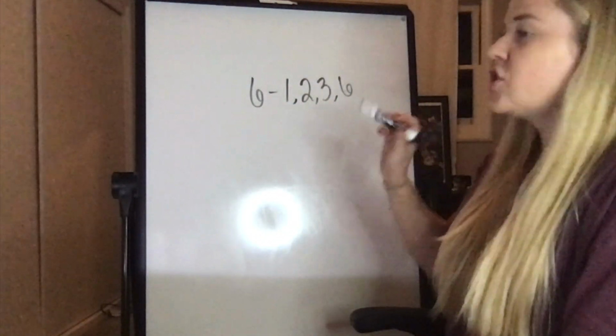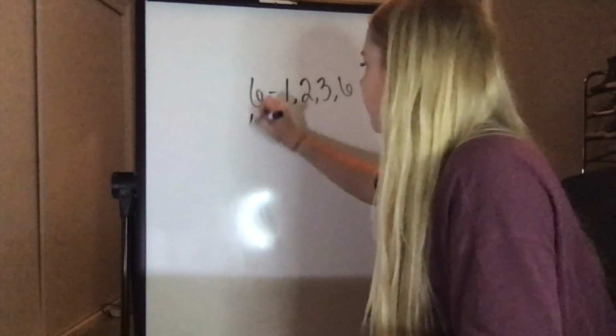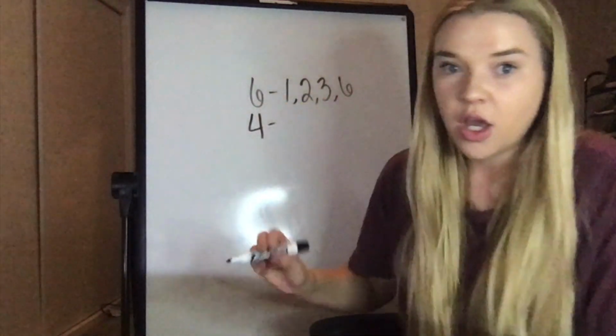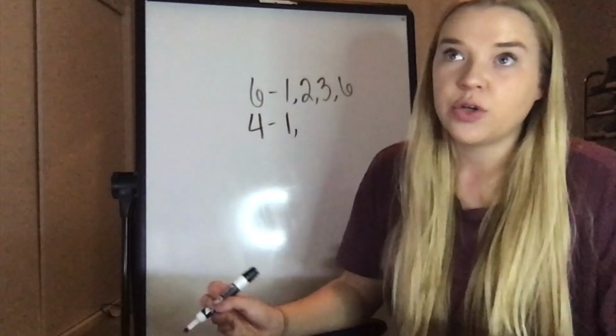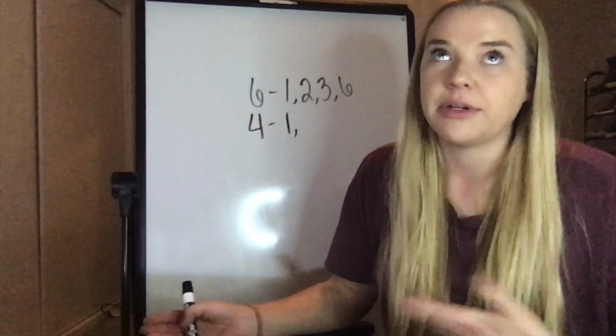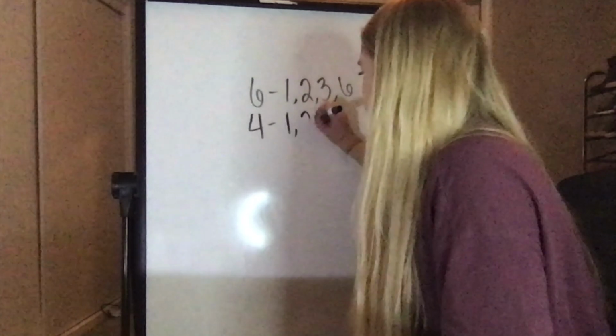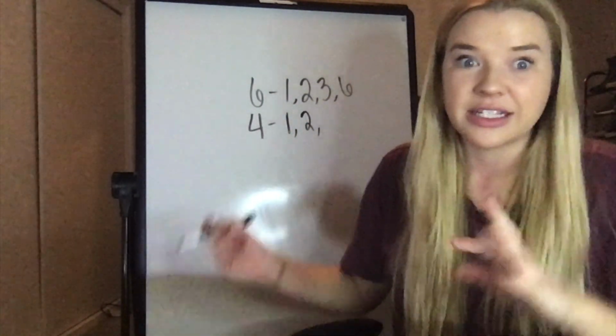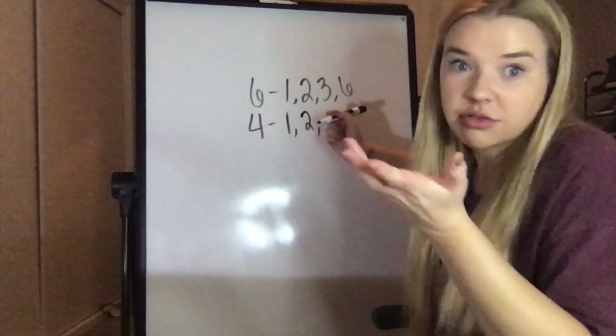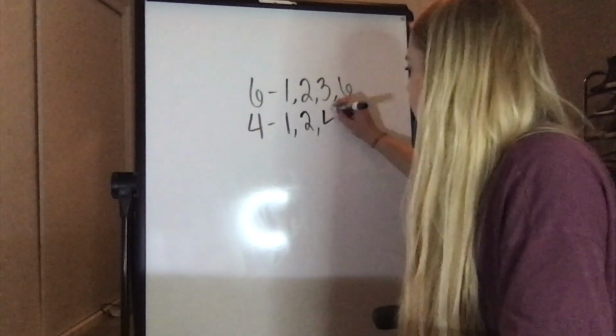Okay, so I'm going to give another number. So let's say 4. Well, I just told you 1 can go into every whole number, right? 2, can 2 go into 4? Well, yeah, 4 divided by 2 is 2. So 2 can. 3, 4 divided by 3, that's going to be a decimal. And then 4 can go into itself, right?